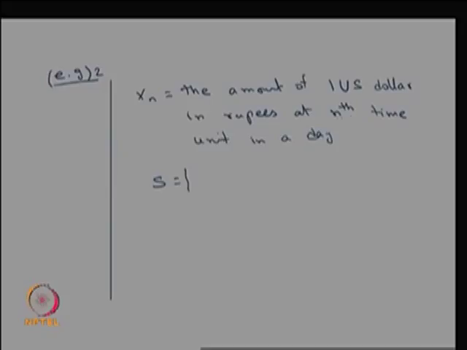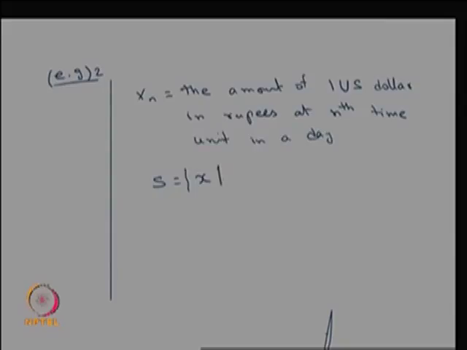It could be every 5 minutes, or every minute, or every hour of any particular day, and that is going to form a random variable, and that collection is going to form a stochastic process. In this, the possible values of x, since it is the amount of 1 US dollar in rupees, could be some fraction also. Therefore, you do not want to take it as an integer number, it can be a real number.